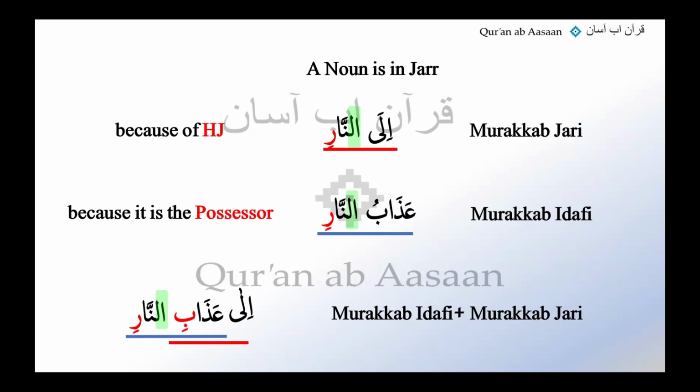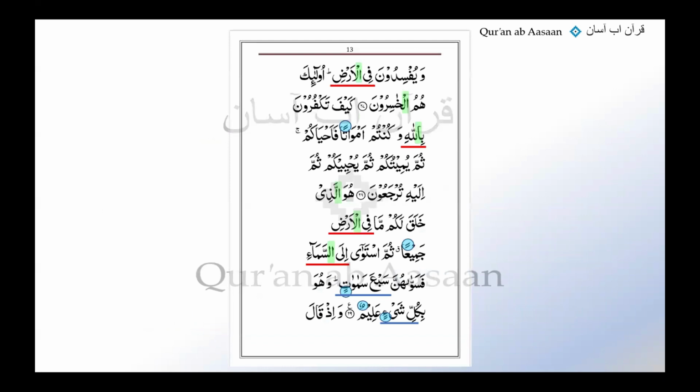So we will now color such murakkabat in the juz. Murakkabat is just the plural of murakkab. We are going to look for such combinations in the juz. We have already identified murakkab jari, and we have learned to identify murakkab idafi today. Now let's see how we can identify the combination of murakkab idafi and murakkab jari. Let's look at page 13. How are we going to go about looking for the combinations now?